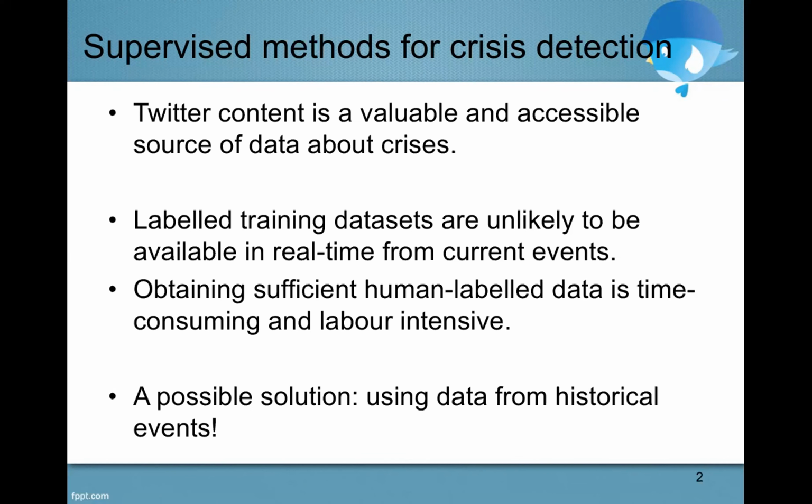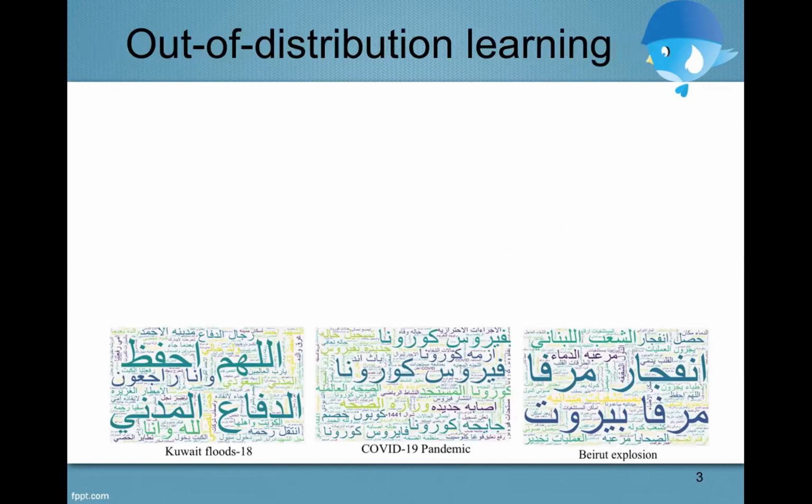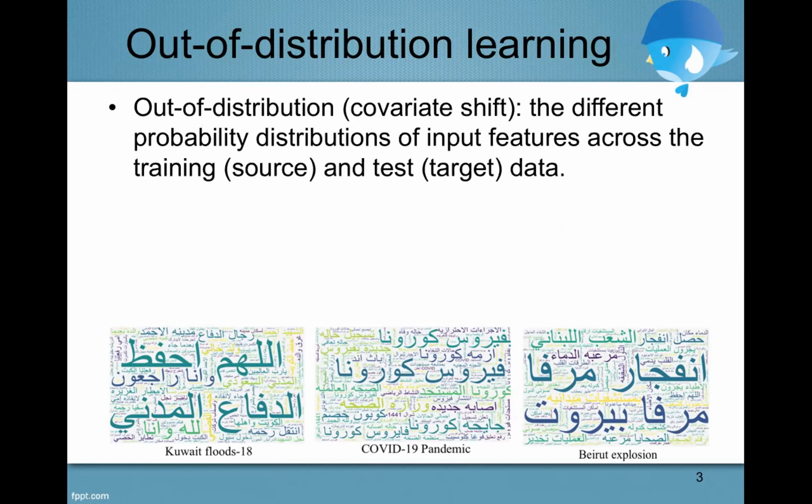Actually, previous work tried that and showed that supervised language models can use such historical data to classify or predict new crisis events. However, most of such supervised models do not perform well because of the out-of-distribution problem. What I mean by out of distribution is the covariate shift, that is, the different probability distributions of input features across the training or source events and the test or target data.